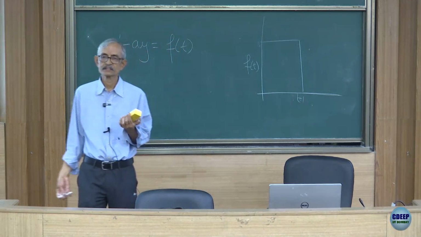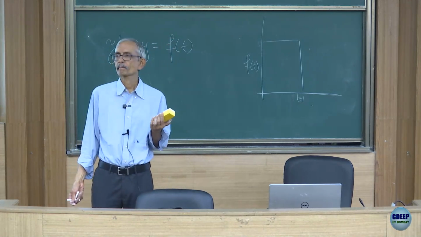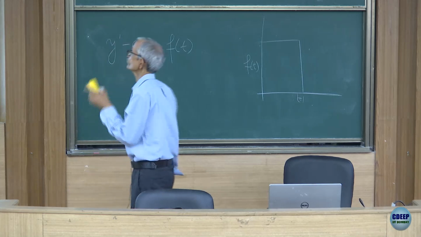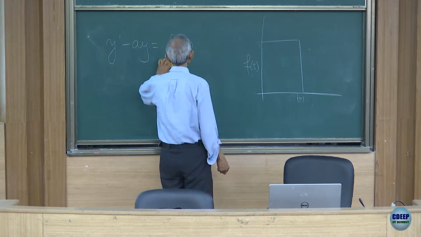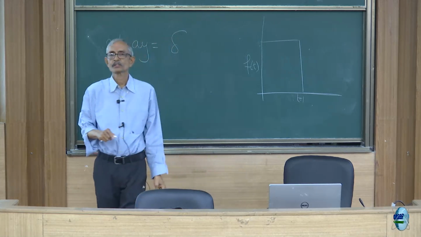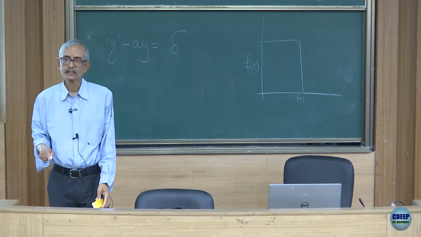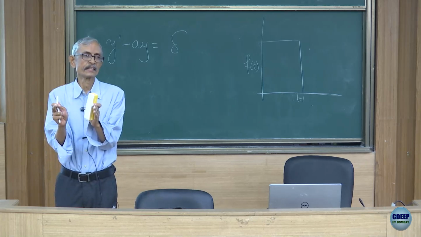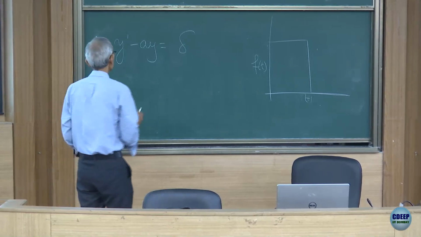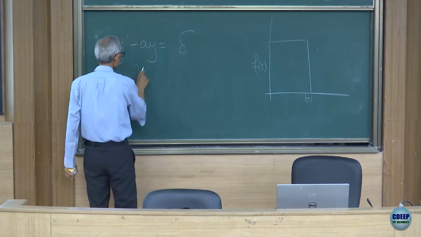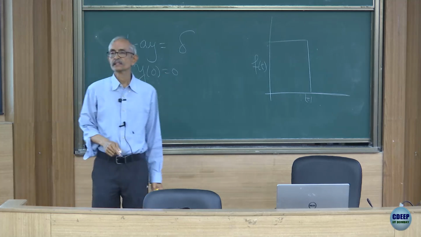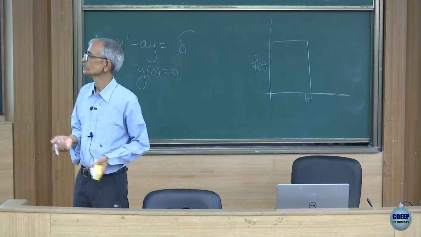What is y star? The response to delta. Okay, so my first approach would be to find the solution to this equation with my right hand side being equal to the delta function. So my right hand side is the delta function, and I am going to get the solution.